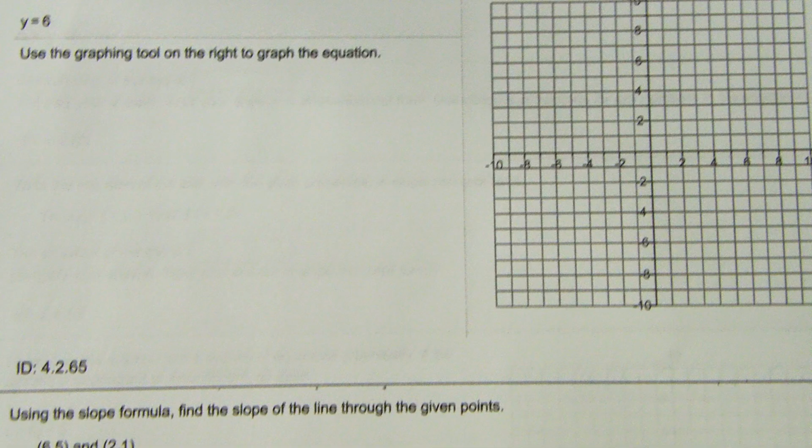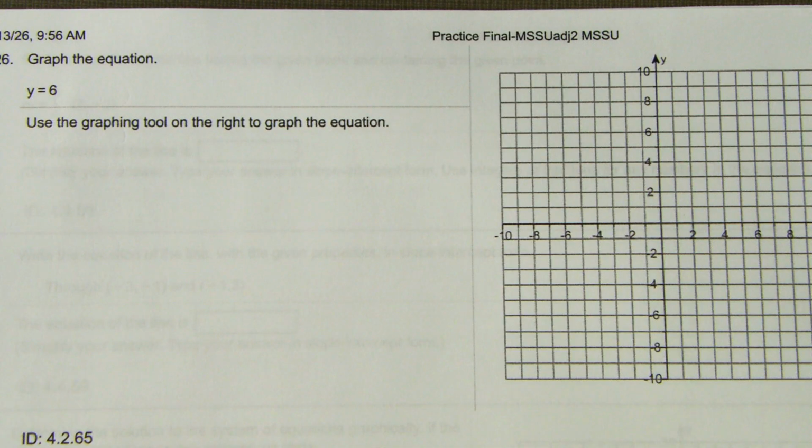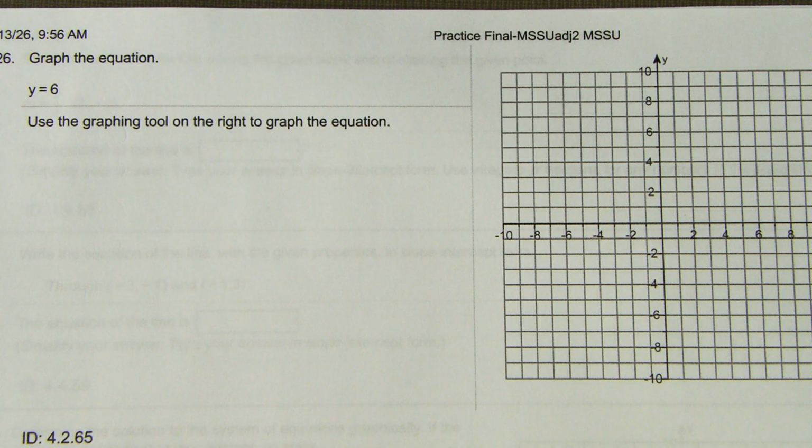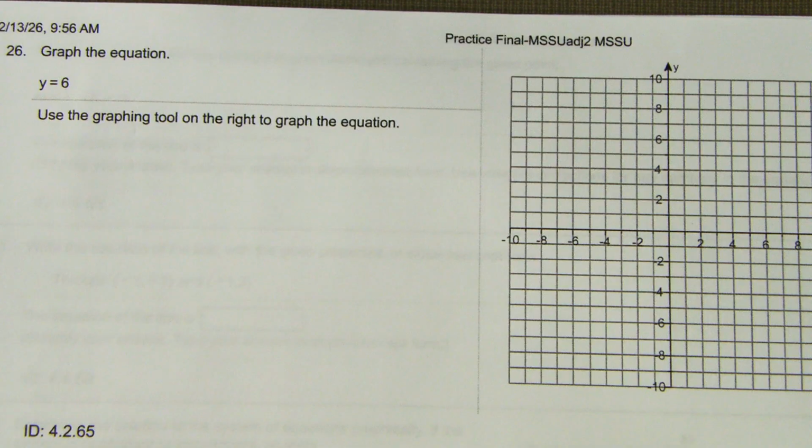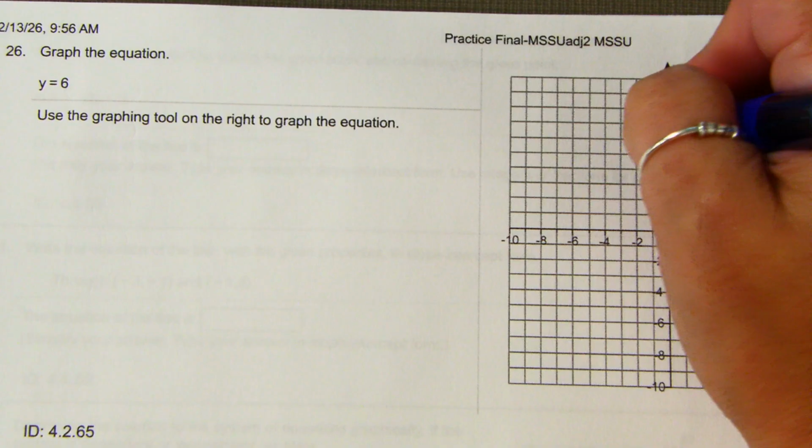All right, graph the equation. This says y equals 6. It gives you nothing else. There's no x component here. Remember, if you have y equals a number, this is a horizontal line. It doesn't matter what your x's are. There are no x's in the equation. So anywhere, as long as y is 6, you are good to go.